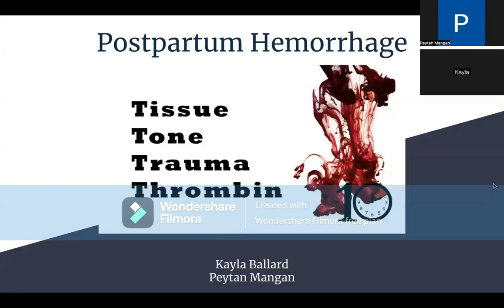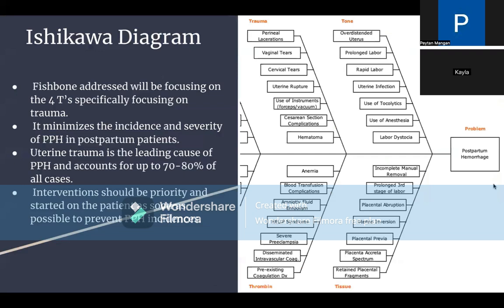Okay, so we did our presentation on postpartum hemorrhage. Our fishbone that we focused on addressed the improvement plan was the 4 T's, which are trauma, tone, thrombin, and tissue, which are the causes of postpartum hemorrhage. We specifically focused on trauma, focusing on uterine trauma. Healthcare facilities can take significant steps towards minimizing incidence and severity of postpartum hemorrhage in the patients.